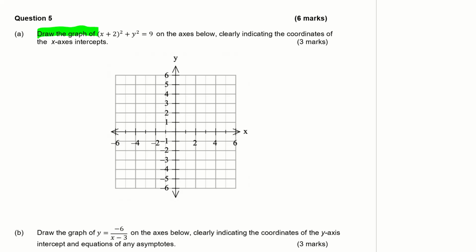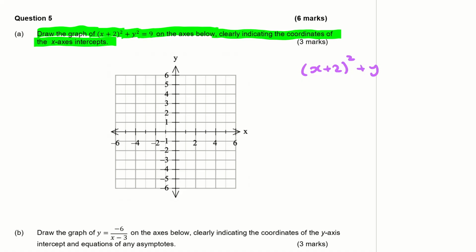Draw the graph of (x + 2)² + y² = 9 on the axes below, clearly indicating the coordinates of the x-axis intercepts. So we have (x + 2)² + y² = 9. This is a circle, and we can see that the center is at (-2, 0), the -2 coming from here.